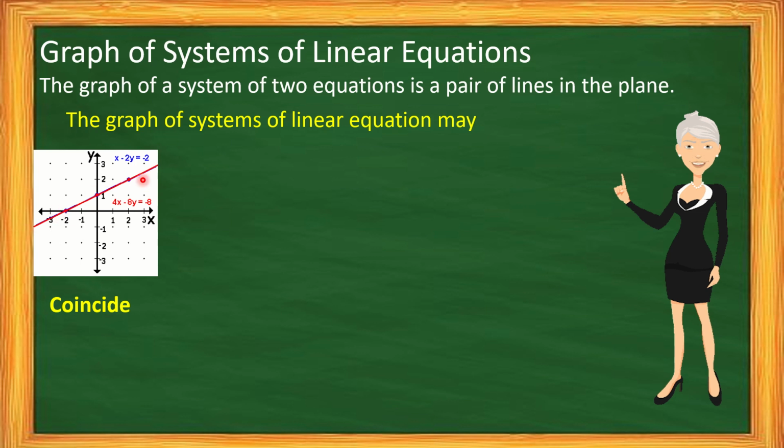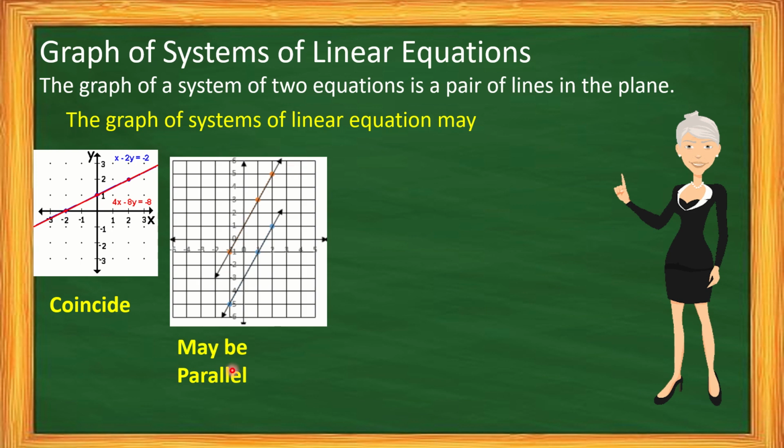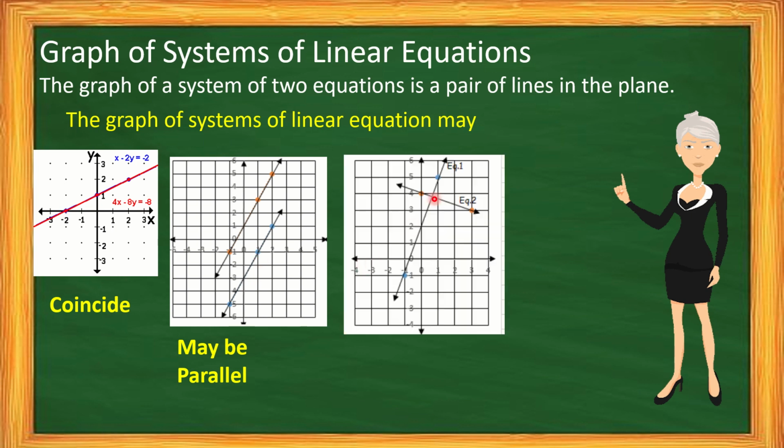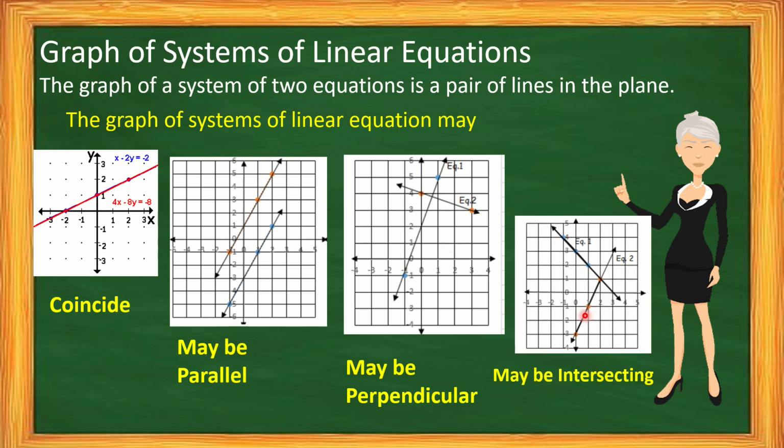It may also be parallel. When you say parallel, they will never meet no matter how far you extend them, or they will never intersect. The graph may also be perpendicular. When you say perpendicular, it will form a right angle, an angle that measures 90 degrees. And the graph may also be intersecting. When you say intersecting lines, they have a common point. The difference from perpendicular lines is that they will not form a right angle.